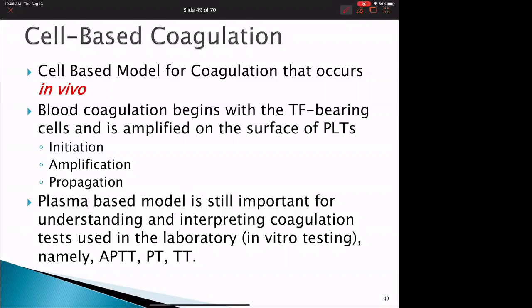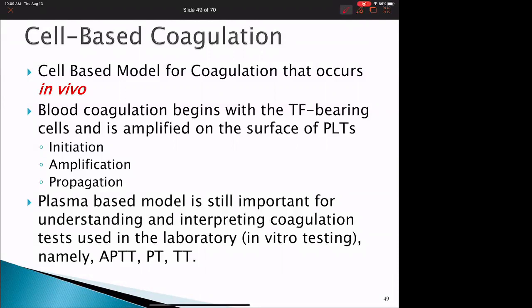Now, just because we're going to talk a little bit about the cell-based model of coagulation doesn't mean that the plasma-based model is not important. Actually, the plasma-based model of coagulation remains very important because this is what we use to understand and interpret coagulation tests that are commonly used in the clinical lab, okay? So anything that has to do with in vitro testing is mimicking the plasma-based model of coagulation. The routine tests are the ones I talked about before, the PT or prothrombin time, and the APTT or activated partial thromboplastin time.